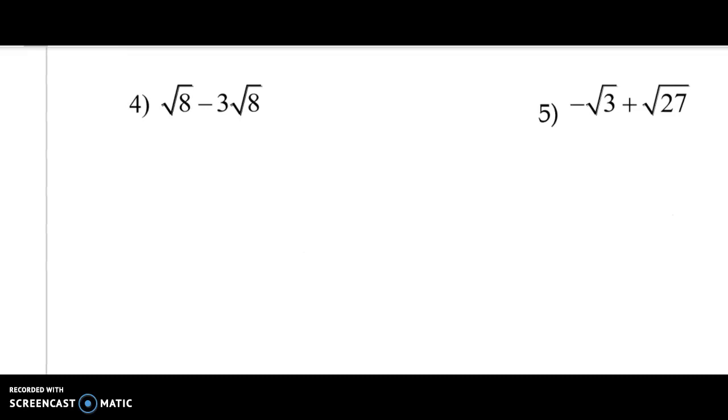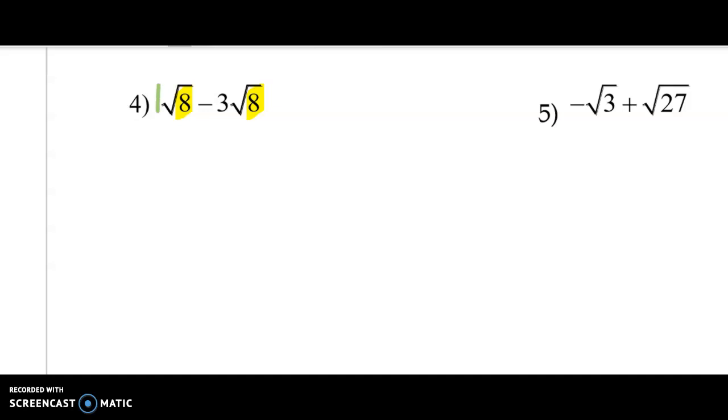Okay, number 4. I do have an 8 under both of them, so that's good. So you have 2 options here. Since 8 can actually simplify into root 4 and root 2, which can simplify from there, you can do that ahead of time, or you can combine and then simplify. It's really up to you. In this case, I'll probably combine first and then simplify.